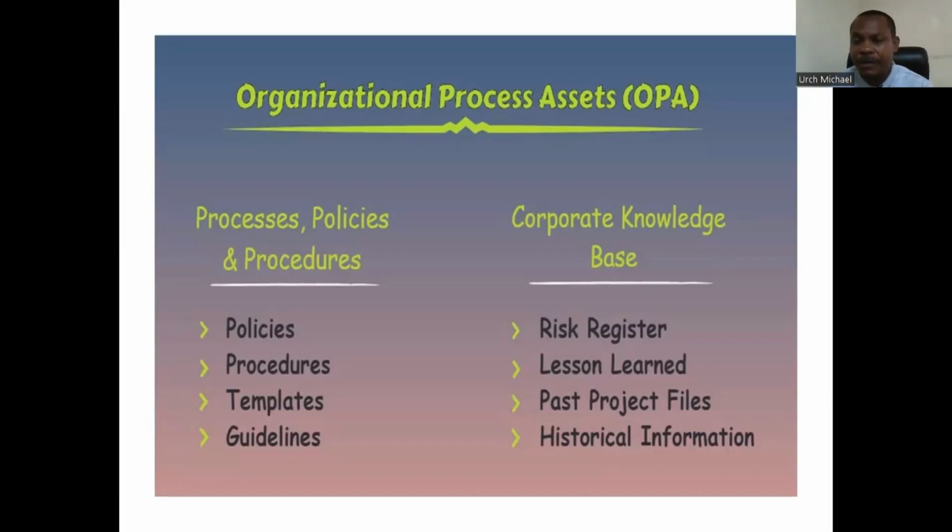Then the procedures to be followed. Then you have all the templates that you need for your project, and then also the guidelines. There are guidelines that will help you. You can find that in your OPAs. Then also the corporate knowledge base, you have the risk register. And the risk register is actually a list of the risks from previous projects, because you have to do your risk analysis in a project.